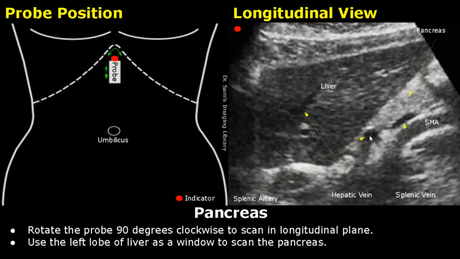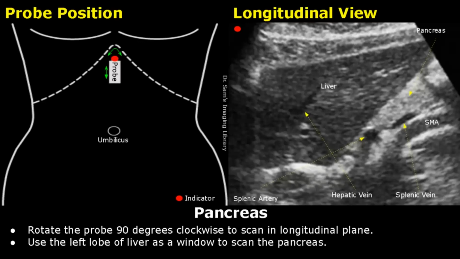This anechoic rounded structure will be the splenic artery. This structure behind the pancreas is the splenic vein. This vessel is the superior mesenteric artery. You can move the probe left and right to scan the pancreas completely.